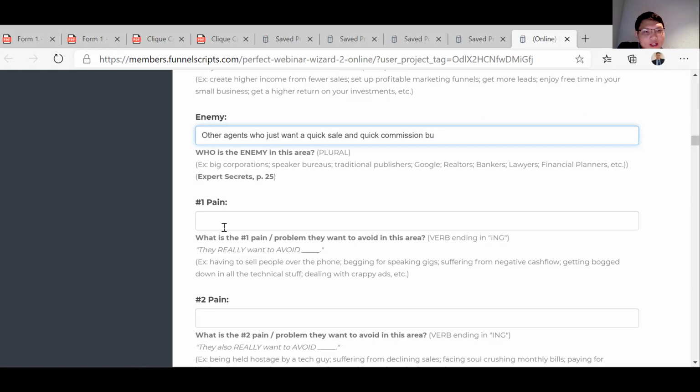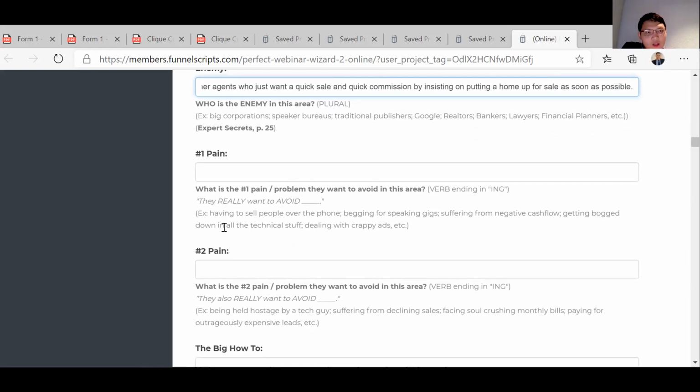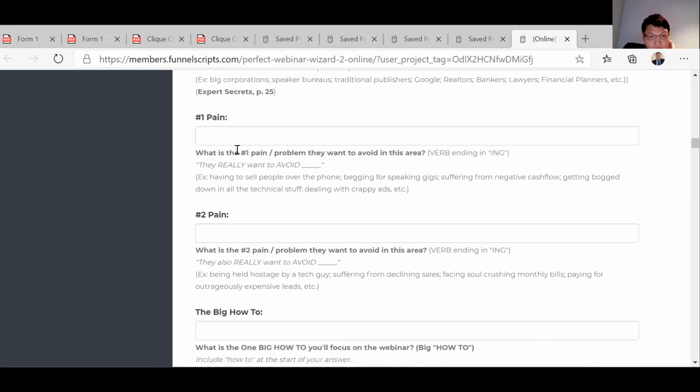And number one pain, what is the number one pain and problem you want to avoid in this area? So number one pain would be, I think in that case, they don't have time. They really don't want to spend too much time in the selling process, to project manage the property.